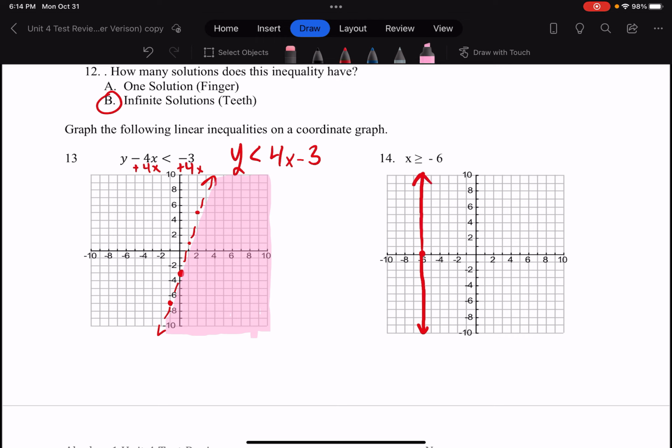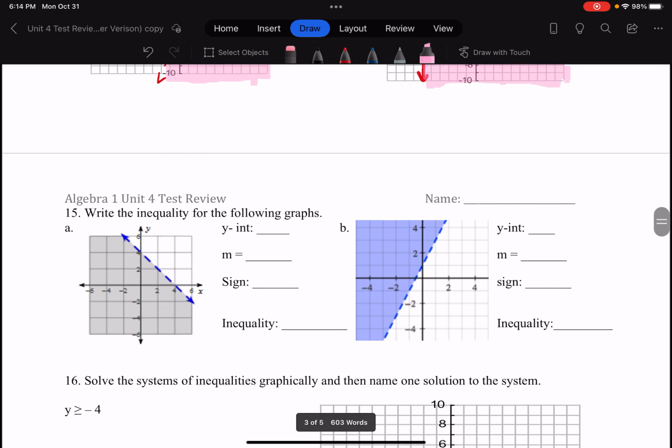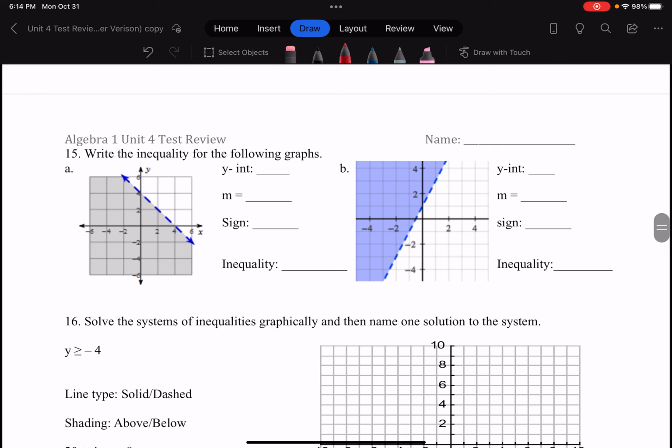And all the x values bigger than negative 6 will be to the right of negative 6. So I will shade in the whole region that is to the right of this vertical line. And this is how I would graph anything that is x is greater than or equal to negative 6. So any values in this shaded region will be a solution for this inequality. Let's go on to page number 3.